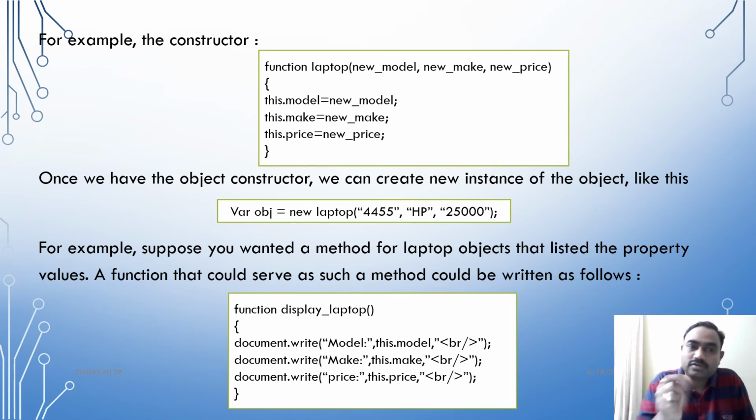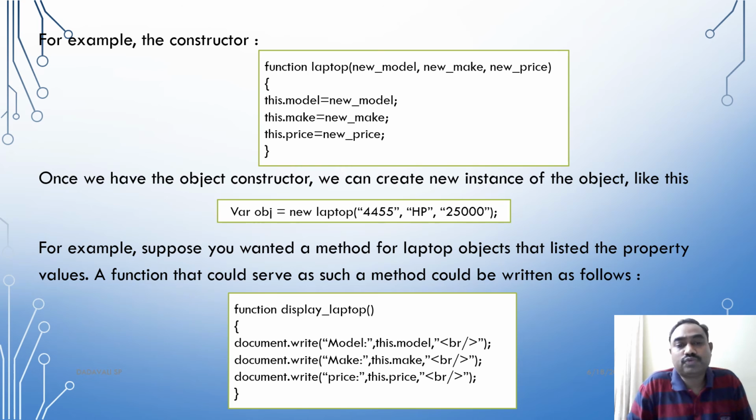Once we have the constructor, we can create a new instance of an object like this. Here obj is the object name, equals new, which is an operator to allocate memory for that object, and laptop is the constructor, which automatically initializes the values at the time of calling. Here there are three parameters: model, make, and price, 4455, HP as the make, and 25,000.